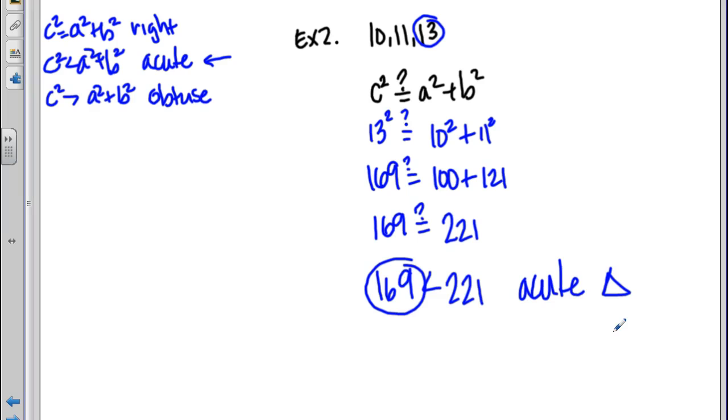All right, so if it works in the Pythagorean theorem, if we get equal, it's a right triangle. If we work it out in c squared, the side where you've just plugged in the longest side, if it's smaller than the sum of the squares of the other two sides, it's an acute triangle. If it's bigger, it's an obtuse triangle.